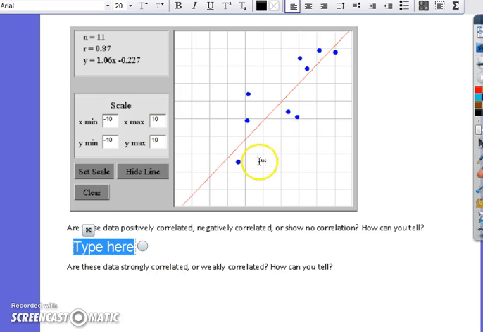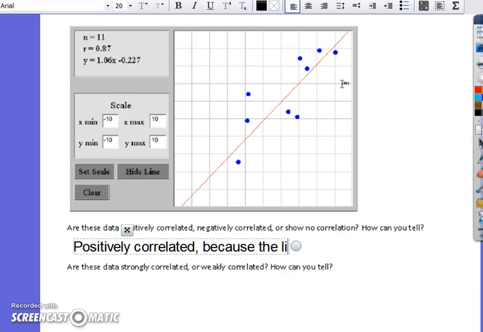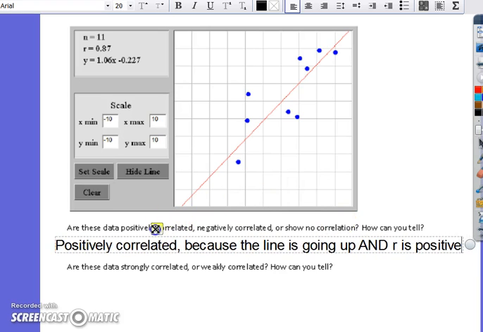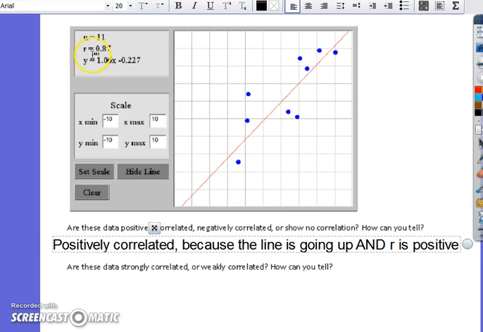All right. This data is going up, okay, so that means it's positively correlated, because the line is going up. I can tell by looking at the data, because the dots are generally trending up. And then if I look at the R value, it says R equals 0.87, so R is positive. So R will tell you if it's a positive or negative correlation. That's this measurement right here.